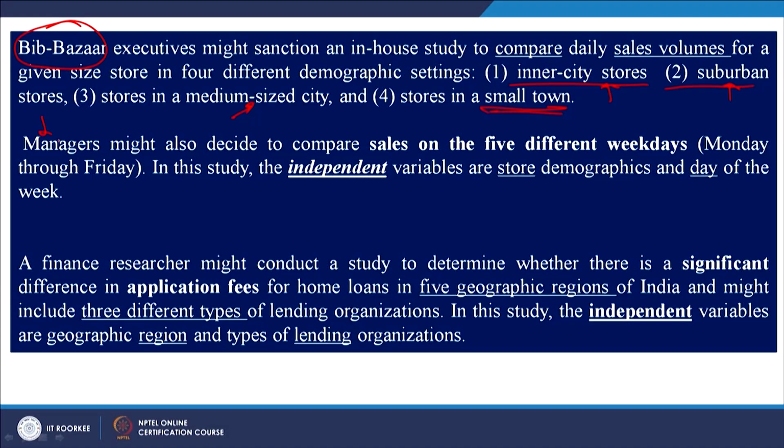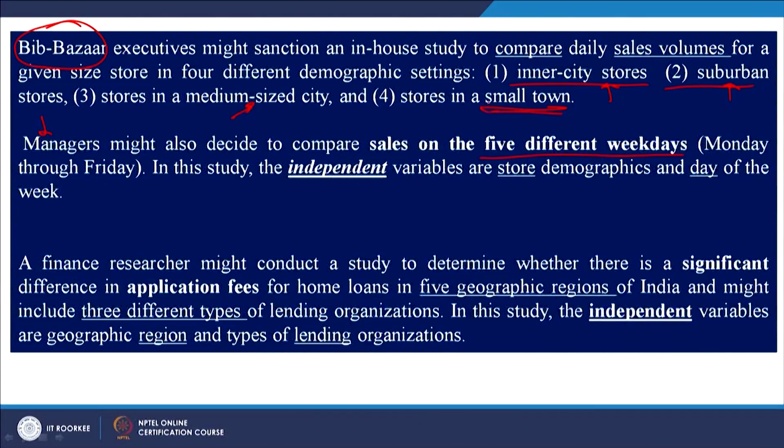So, you can have one more example. Let us say the managers want to know how sales change over different weekdays. One can compare sales figures of a particular store on 5 days, let us say Monday to Friday. So, in this study, the weekdays are the independent variables.